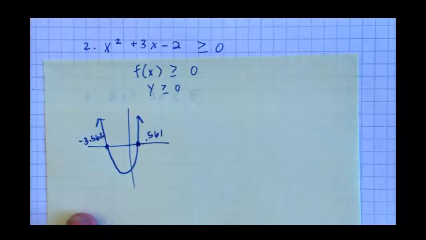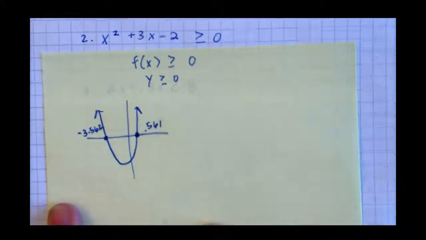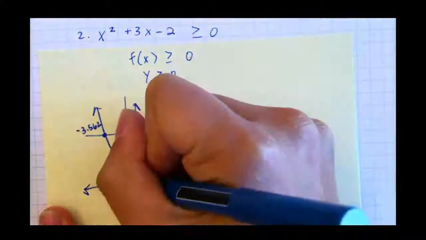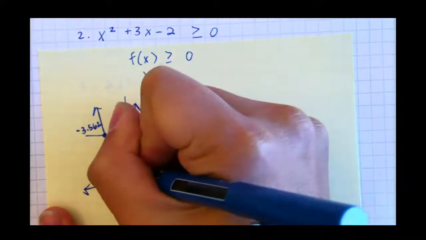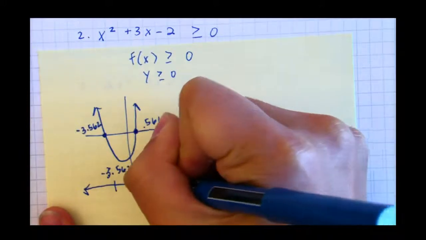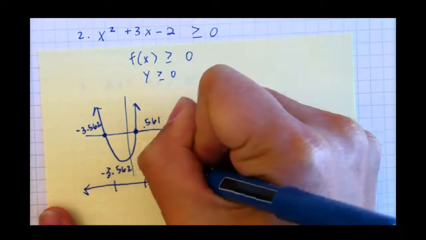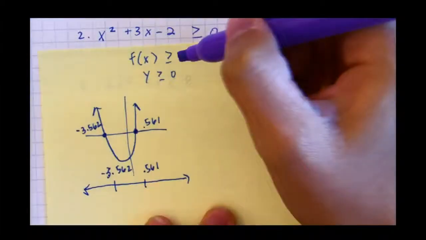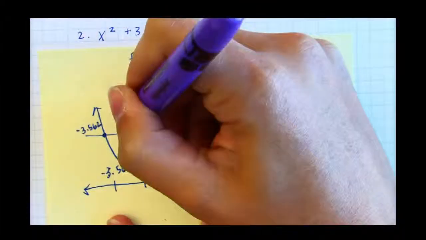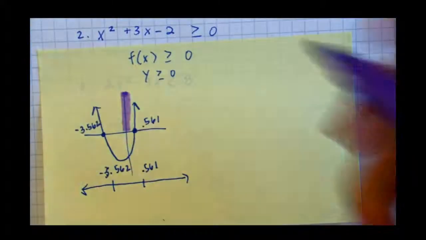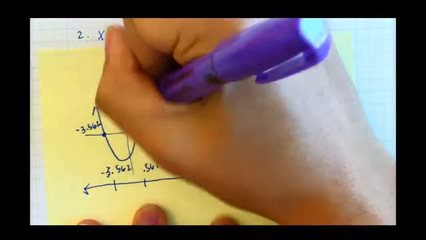Okay, so from there, I'm going to draw my number line at the bottom. The values that I care about are negative 3.562 and negative 0.561. If I'm looking at where my graph is greater than 0, or where y is greater than 0, well, y is greater than 0 is everywhere above my x-axis. So I'm going to shade this whole section.